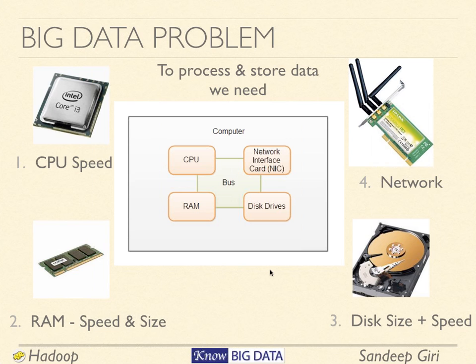Cool. So when we talk about any big data problem, when we say that a single computer is not able to handle my processing, my requirement, my big data problem is not being handled by a computer, what becomes the bottleneck? Or in other words, what is it that solves your problem?